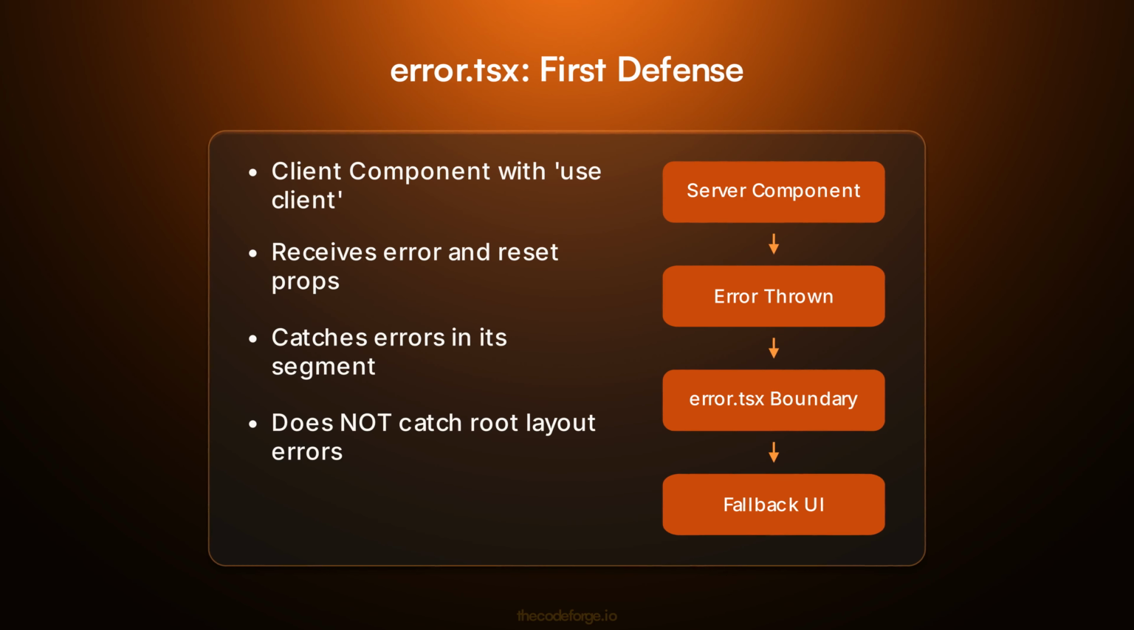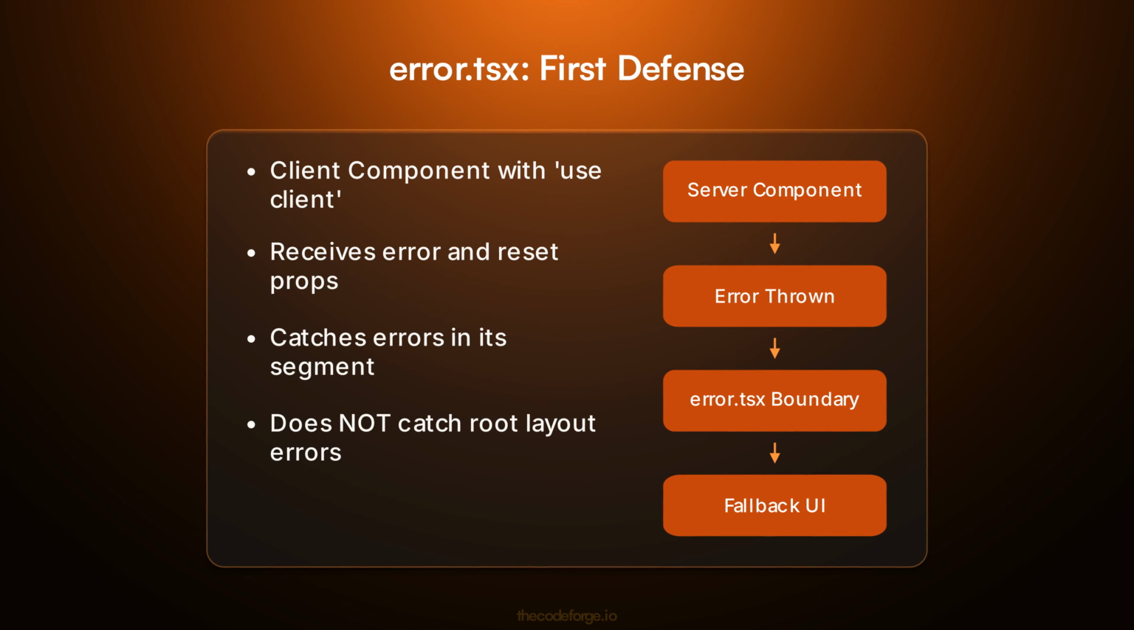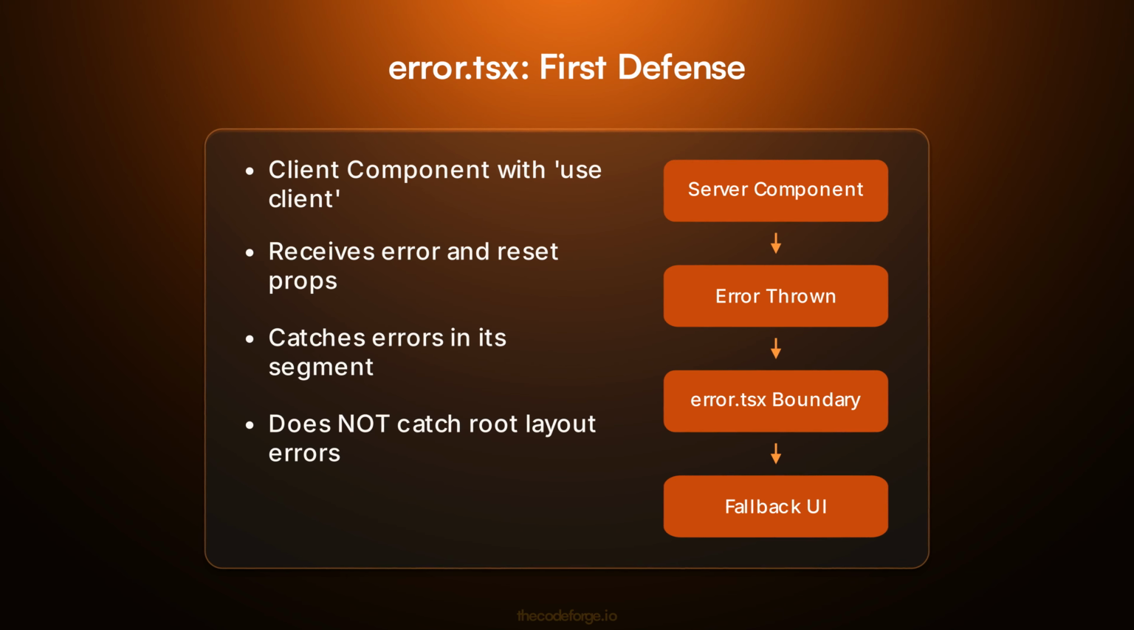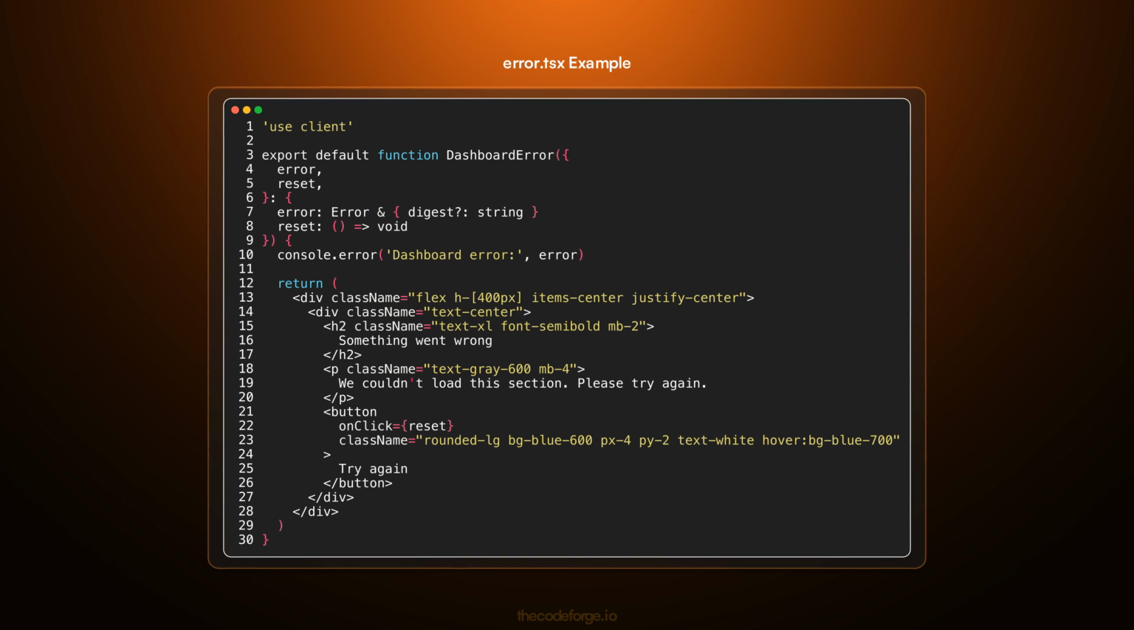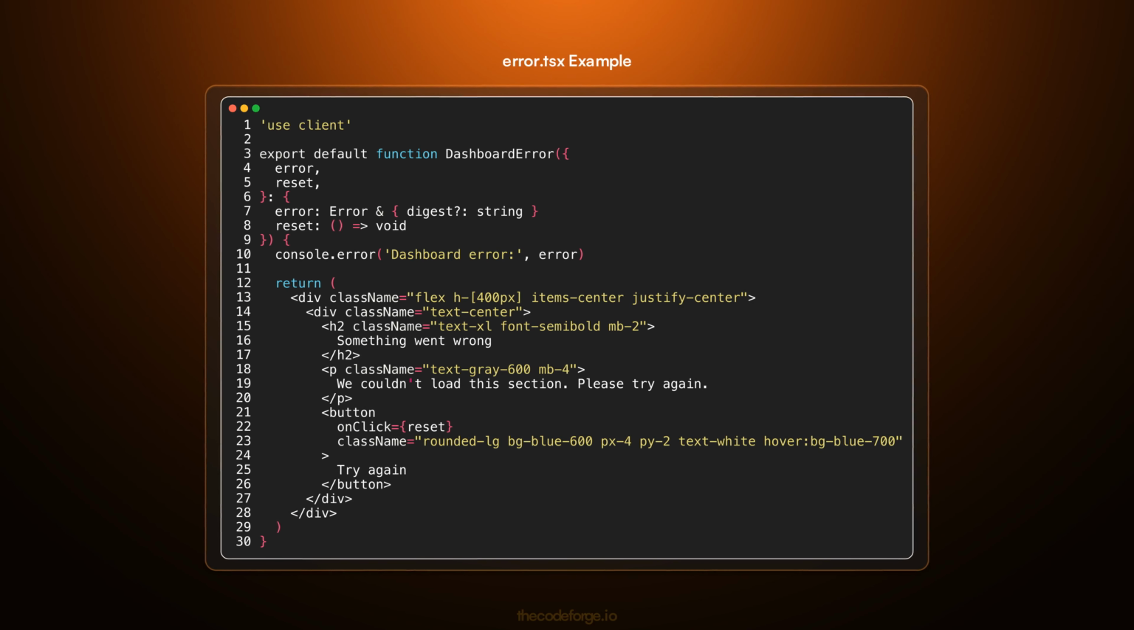error.tsx is a client component file that, when placed in a root segment directory, creates a React error boundary that wraps the page and its children. When any component throws during rendering, React catches it and renders the error.tsx component instead. The component receives two props, error and reset. You must include use client at the top. Here's a typical error.tsx for a dashboard root.